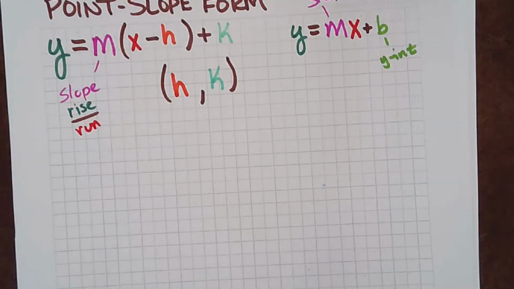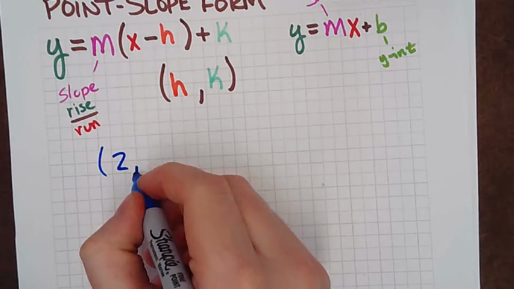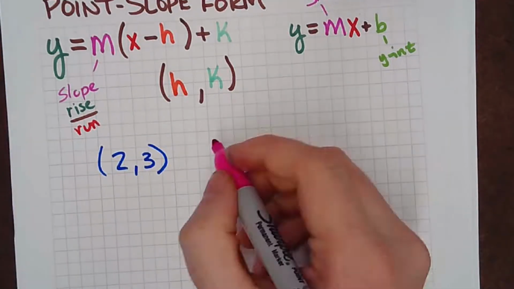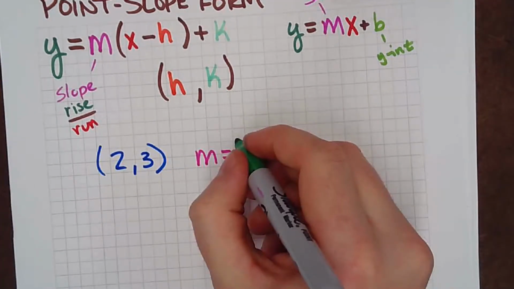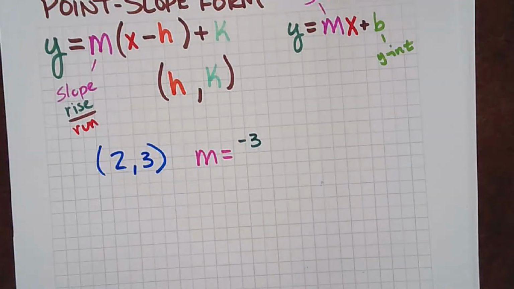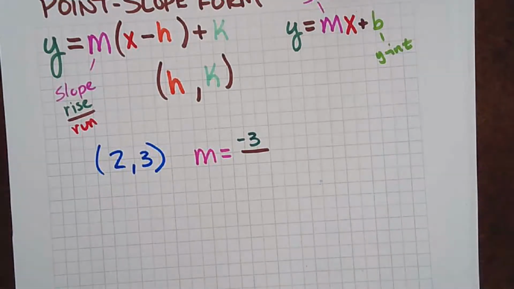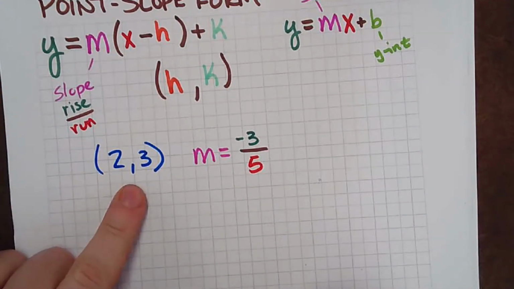So this really helps with an example. I'll start out like this. So maybe they give you a point, and they say 2, 3, and they tell you a slope of, I don't know, how about minus 3 over 5. So they say they want a line.